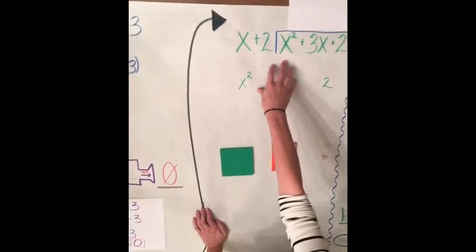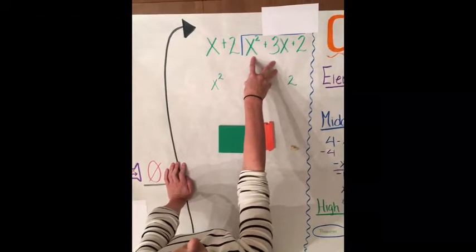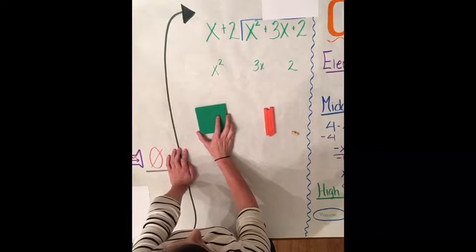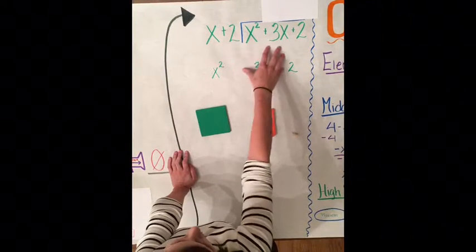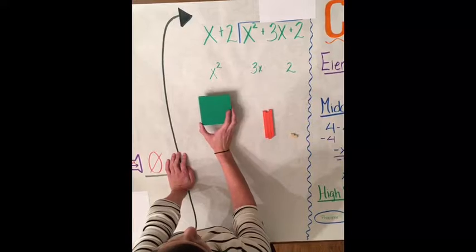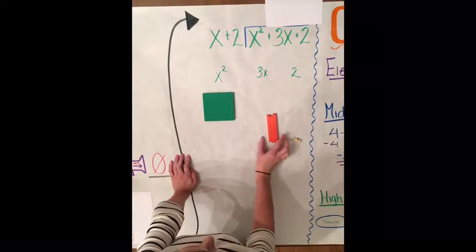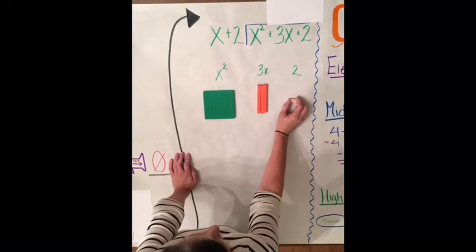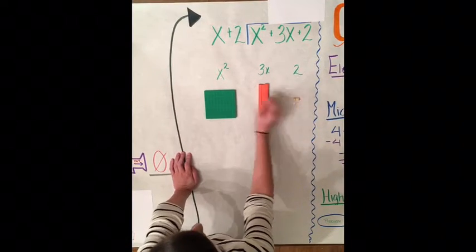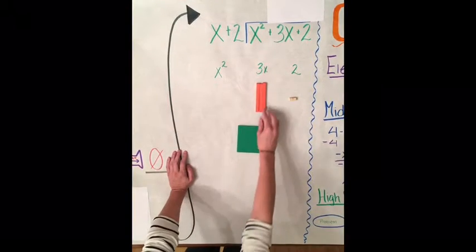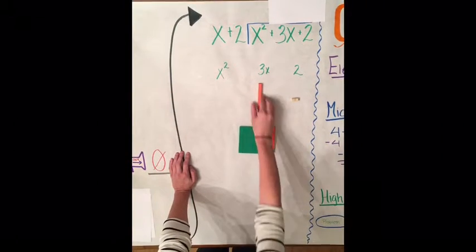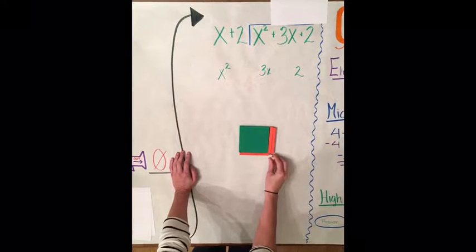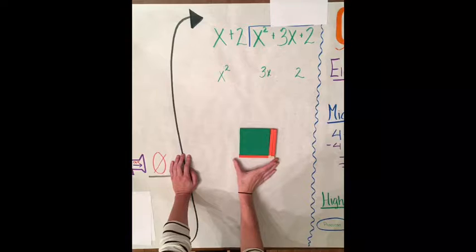Here we have x plus 2 going into x squared plus 3x plus 2. I'll use these representations to break down the polynomial expression. This flat will represent x squared, while these sticks represent 3x. And these single counters represent 2. Now putting it all together, we have x squared plus 3x plus 2. And we always want to form a rectangle.